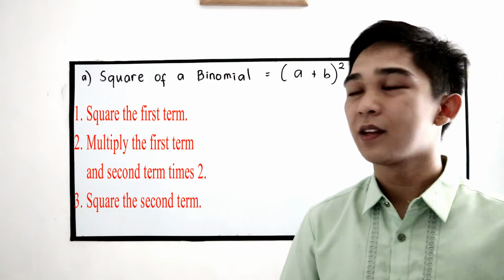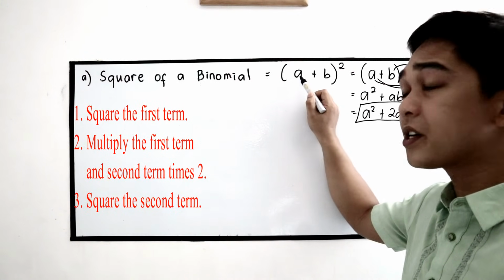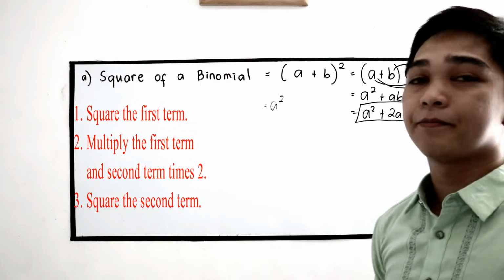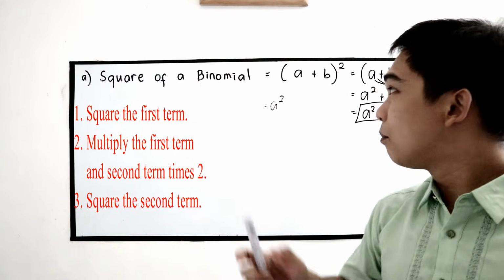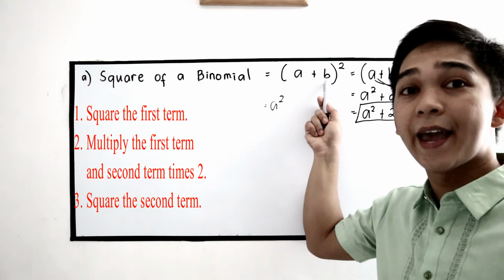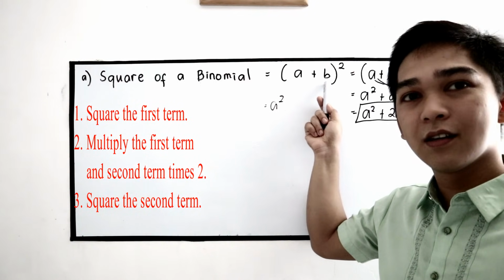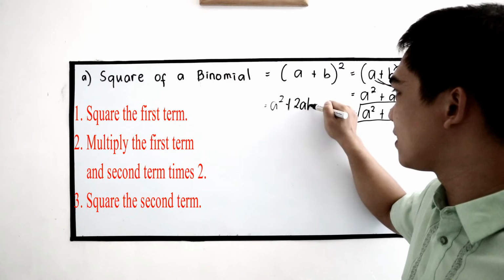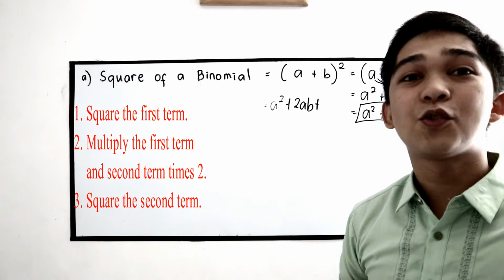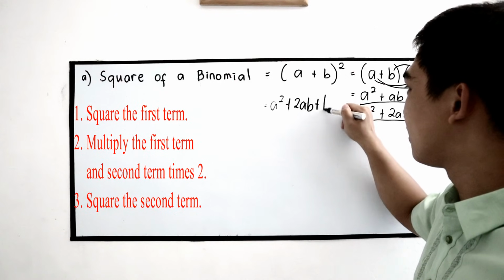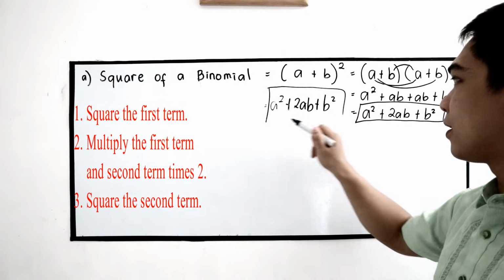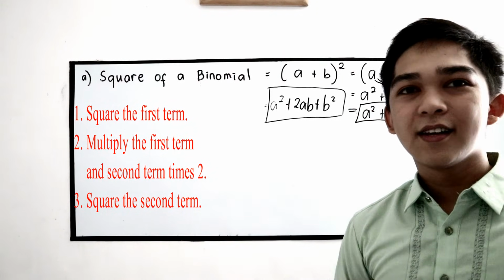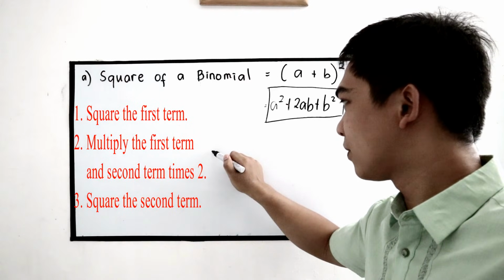Now let us try. Square the first term. The first term is A. Square it. That is A squared. Next, multiply the first term and the second term. A times B, that is AB, times 2. 2AB plus square the second term. That is B squared. So, look at the product. They are the same or equal. Let us try one more. Another example.